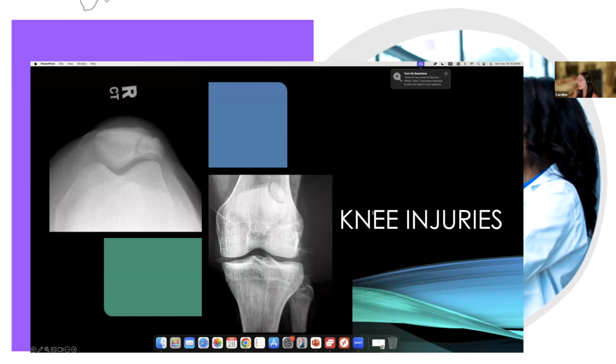Now, we're talking about knee injuries, right? If we see this type of lucency in this frontal view, you may be inclined to think that this is a patellar fracture. However, we still have mimics. We still have mimics around. In this case, we have a bipartite patella, which is not uncommon. It's a somewhat common finding.